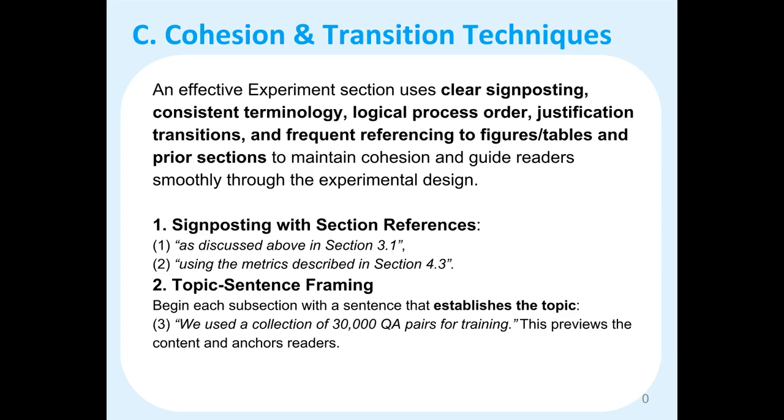We have finished the construction of the experiment section, and now we move into Part C, cohesion and transition techniques. I'm going to introduce the essential techniques needed to polish your writing. An effective experiment section must use clear signposting, consistent terminology, logical process order, justification transitions, and frequent referencing to figures in prior sections. These elements all work together to guide readers smoothly through the experimental design. The coherence of your argument is as important as the rigor of your data.